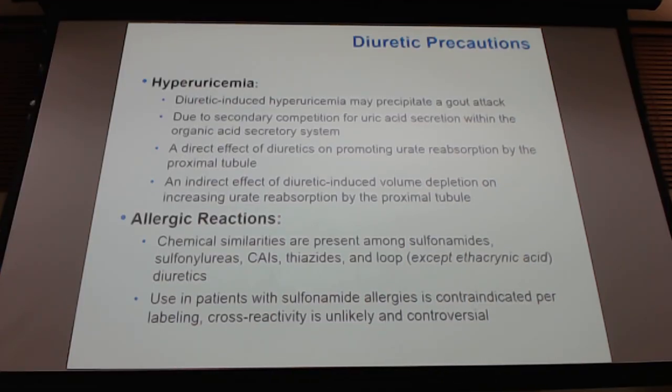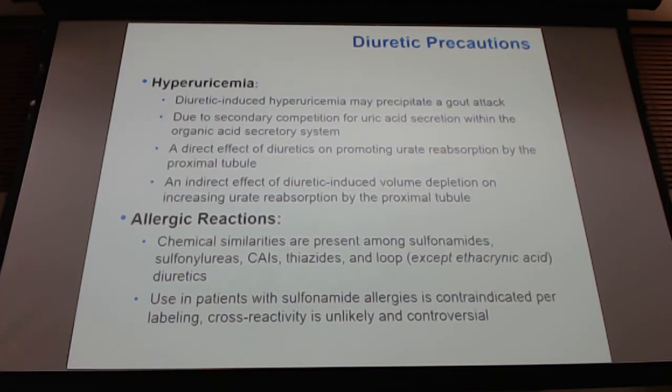For allergic reactions, just watch out for them. Most of the diuretics have a sulfur or a sulfonamide, sulfonylureas, so the patient could get an allergic reaction to this sulfur. Use in patients with sulfonamide allergies is contraindicated per labeling, but there is about a 1% chance of cross-reactivity. They always want us to be very cautious though because of that 1% chance.